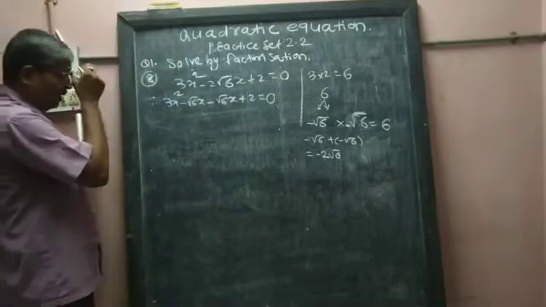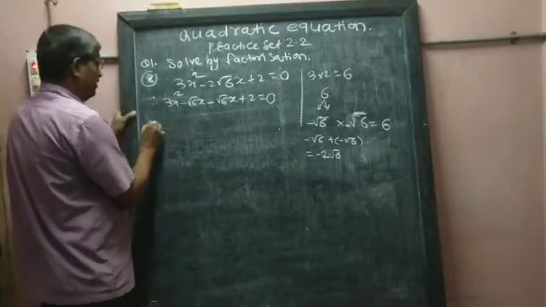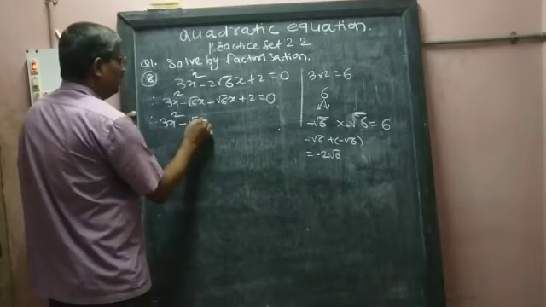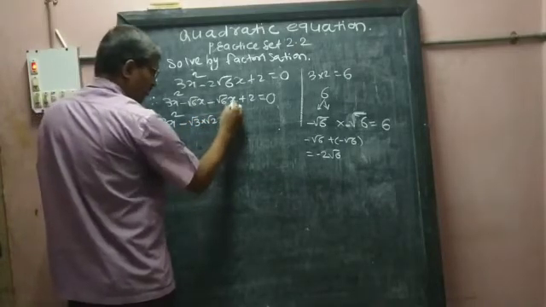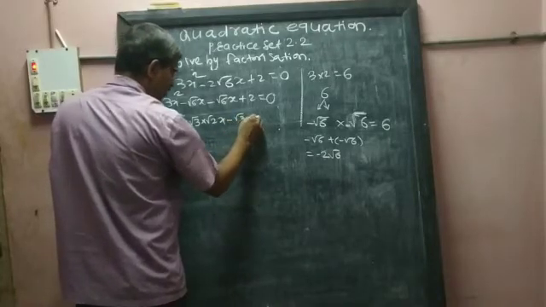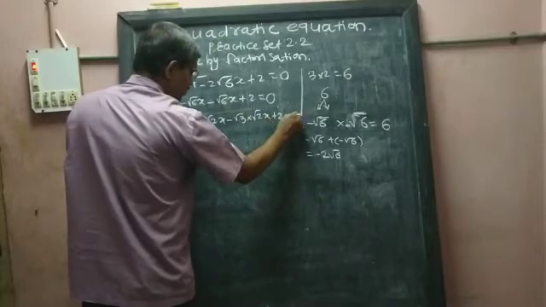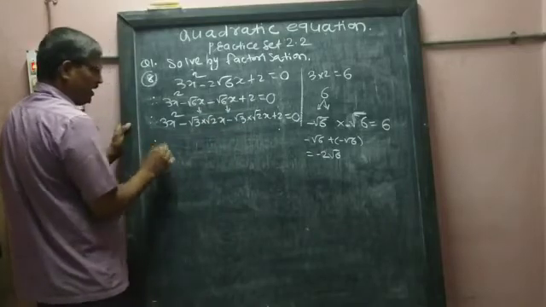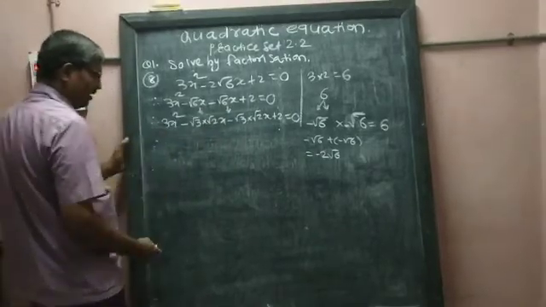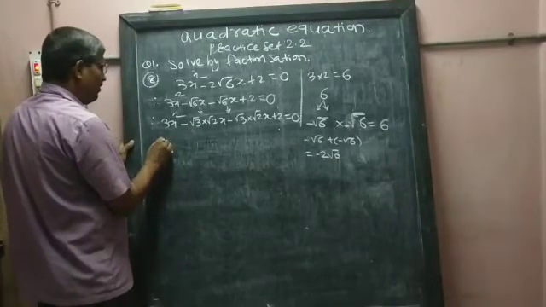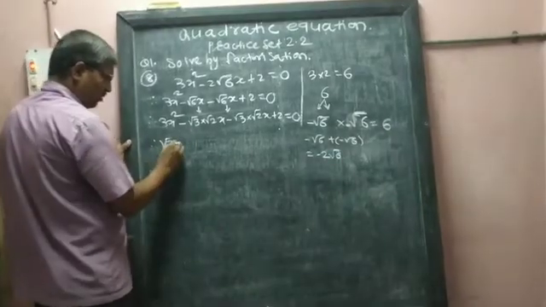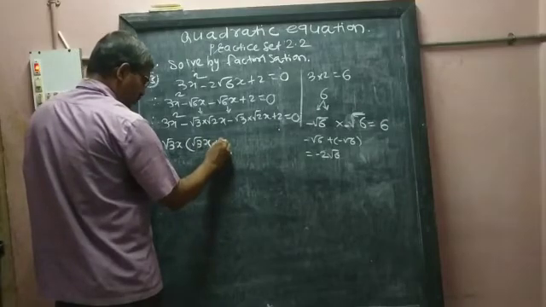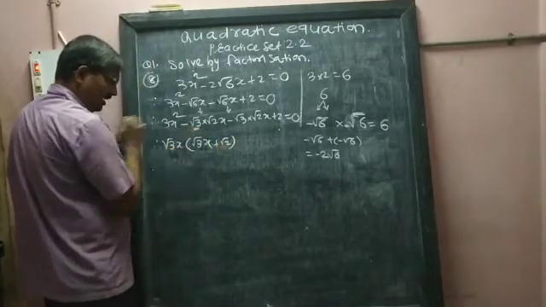What will you do now here? Here we can split it such a way that 3x square as it is, and root 6 I will write as root 3 into root 2x. And this also I will write root 3 into root 2x plus 2 is equal to 0. It is almost the same thing, but I made it simple. Look here, what will you take out? I will take root 3x out. So in the first bracket it becomes root 3x plus root 2. This term is cancelled.